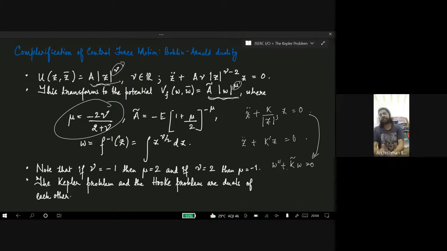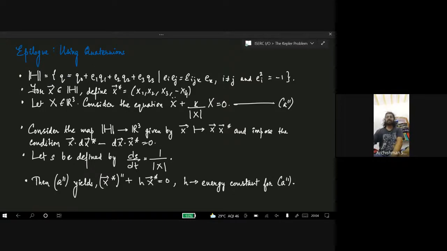And also, the Kepler problem and the Hooke problem are the only two central force motions that possess stable closed orbits. And it's also remarkable that these two map to each other.